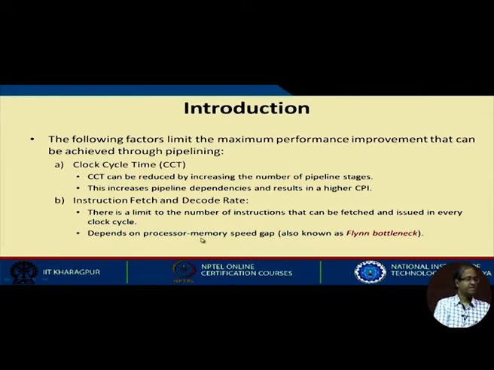The second constraint is the instruction fetch and decode rate. What we are saying is that the instructions have to be ultimately fetched from memory. Earlier we were saying that one instruction has to be fetched per cycle, but now when we are moving into superscalar and other kinds of parallel computation, we are demanding that in every clock cycle we need to fetch more than one instruction.